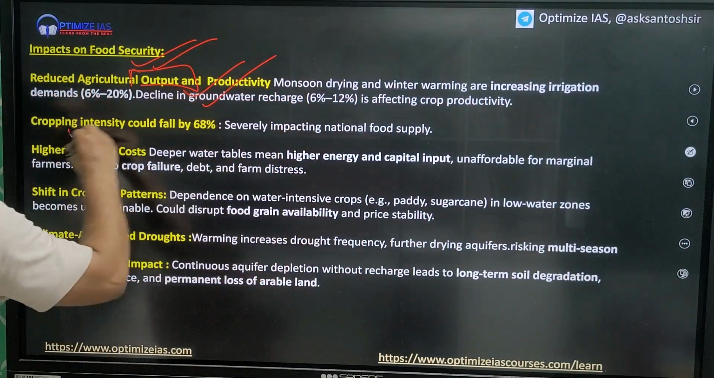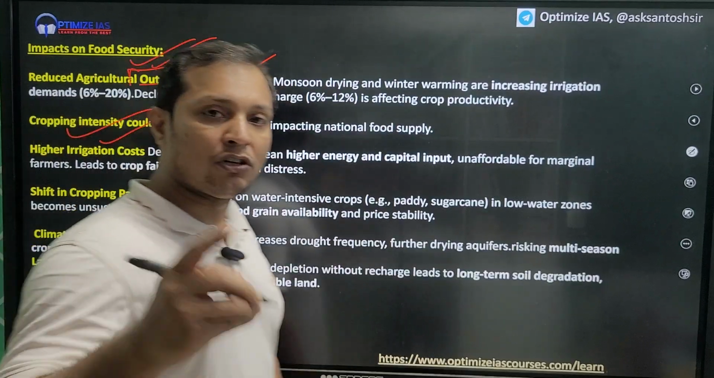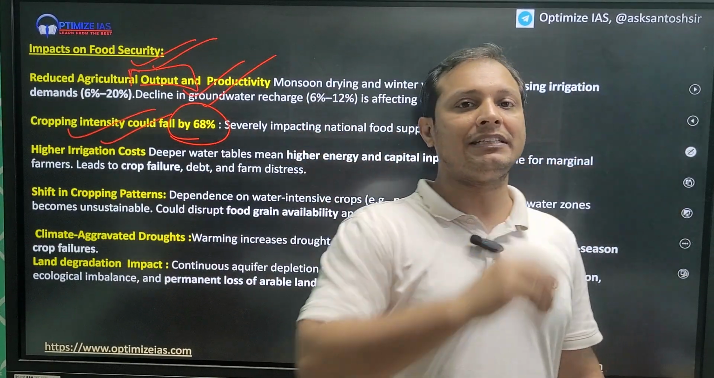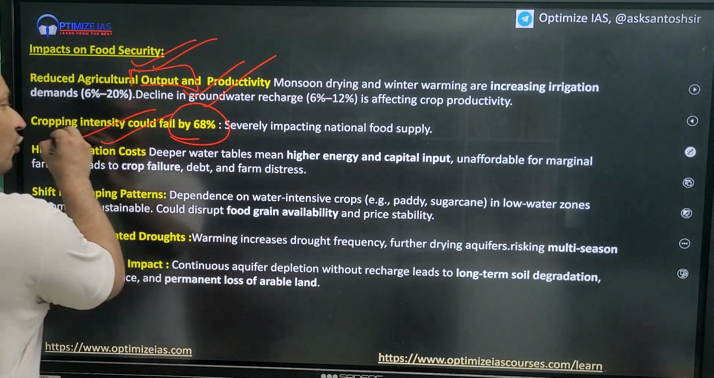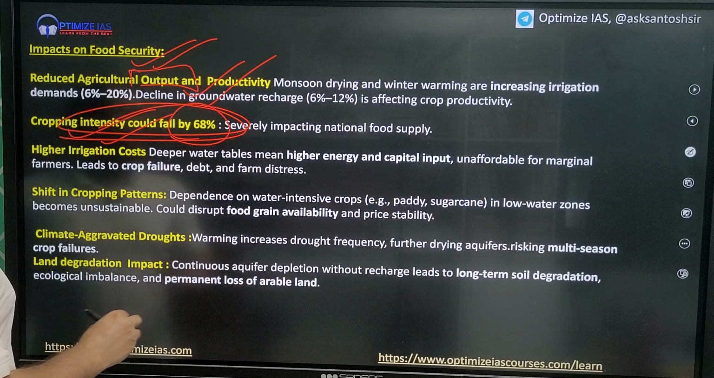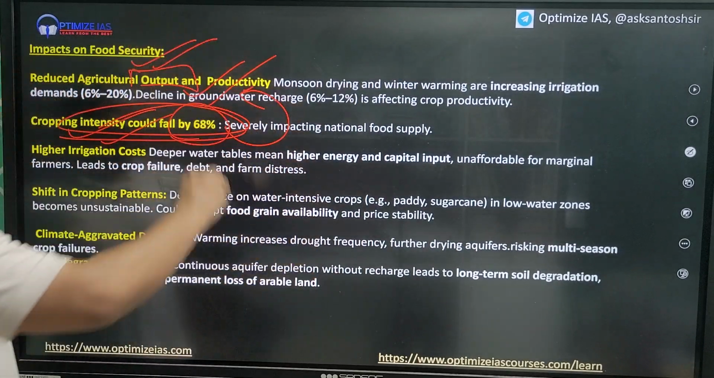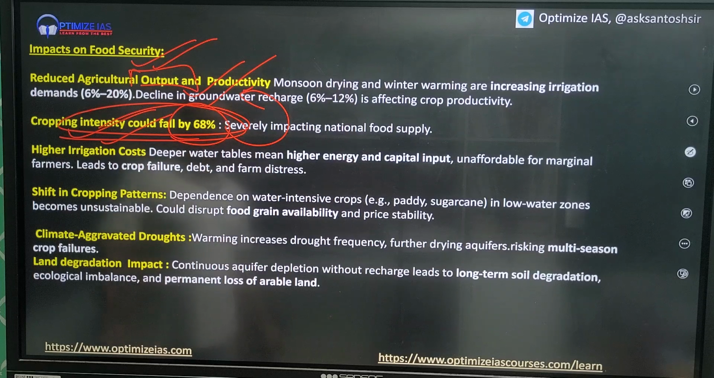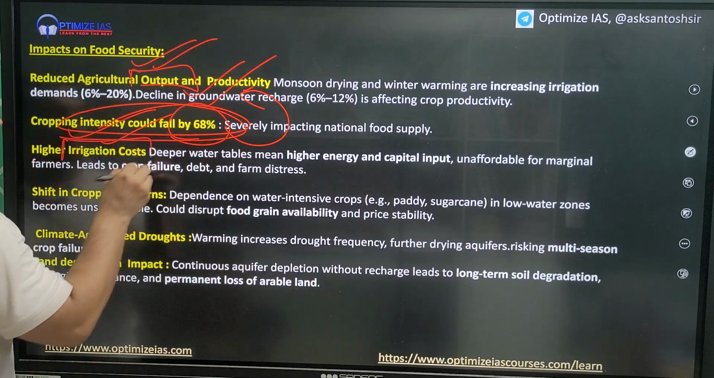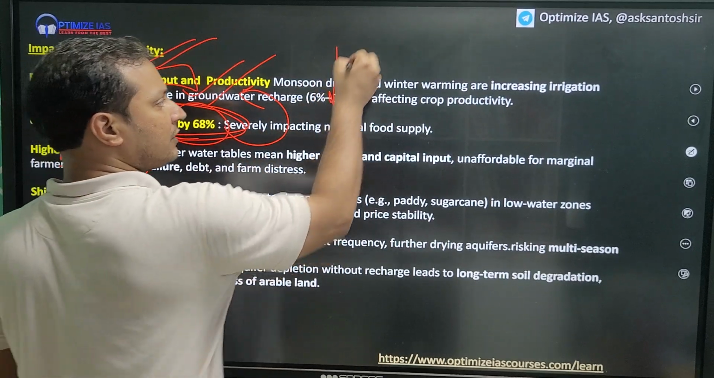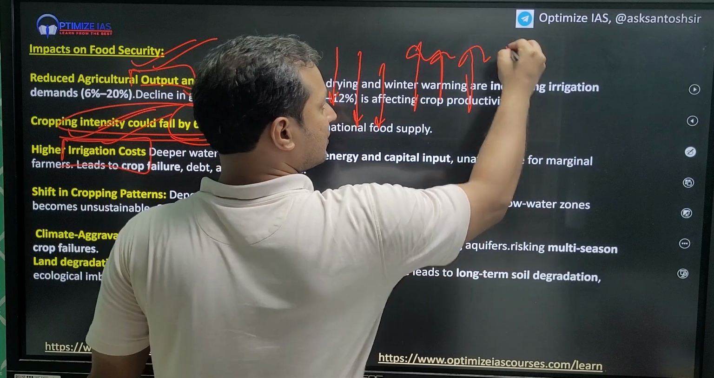Second, guys, crop intensity would fall by 68%. This region has high crop intensity, but with the falling water level, the crop intensity is going to fall, and because of that it will adversely impact the production of agriculture commodities in this region. Third, guys, cost of irrigation is going to increase. With the falling groundwater, the cost of irrigation is going to increase.